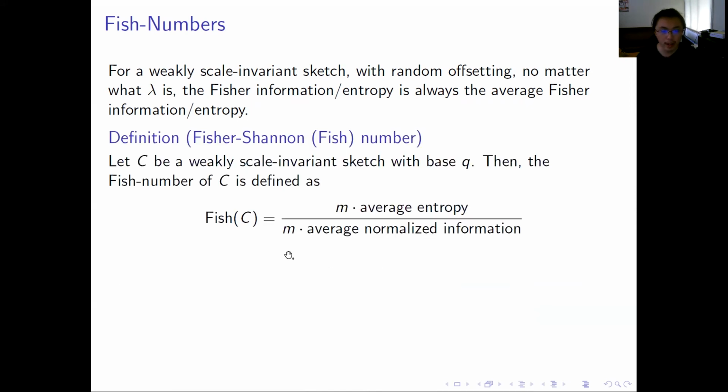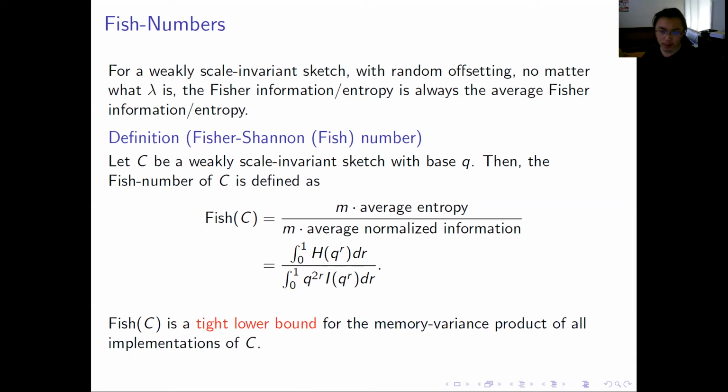So we can define the memory variance product as we showed before: the entropy over the normalized information, which is m times the average entropy of a single sketch over m times the average normalized information. M cancels out, and the average is just the integral from 0 to 1 over q to the r.